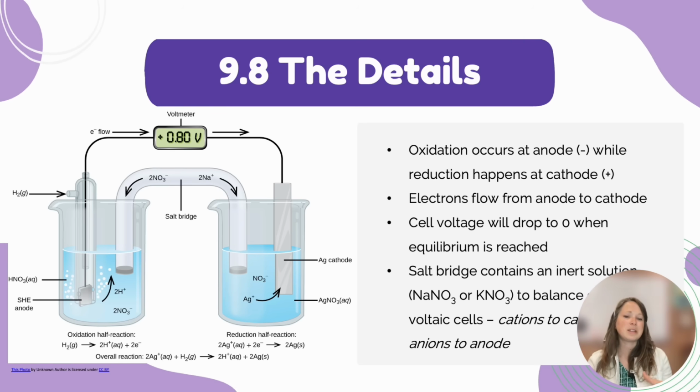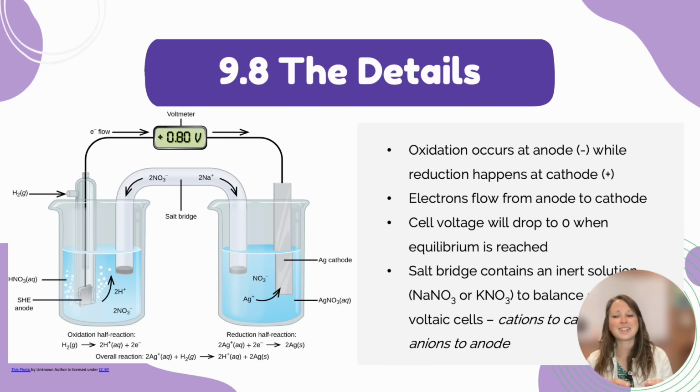So this is true for both types of cells. Oxidation is going to happen at the anode and reduction is going to happen at the cathode. The electrons are going to flow away from the anode and come to the cathode. If equilibrium is reached in an electrochemical cell, the cell voltage is going to be 0 because essentially at equilibrium, an electrochemical cell is a dead battery. Actually, I realize this is all about voltaic. I just combined galvanic and voltaic. This is about voltaic cells.